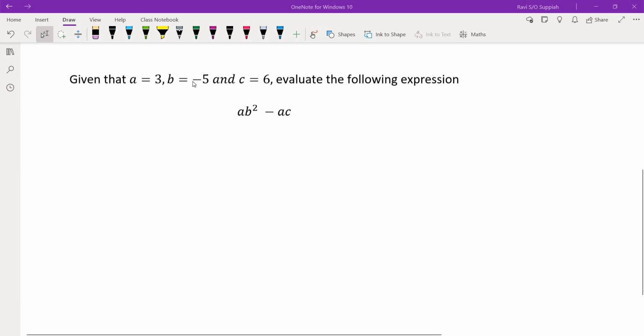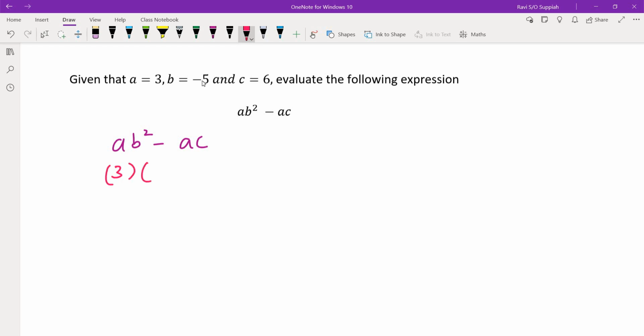Given that a equals 3, b equals -5, and c equals 6, evaluate the following expression. All right, so let's go ahead. So ab² minus ac. Always remember when you're going to replace the variables with the actual values, remember to put them in brackets. So a is 3, b is -5, so (-5)², minus a is 3, and c is 6.